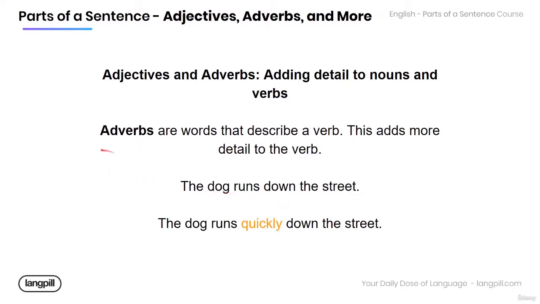The other one was adverbs, and these describe a verb. Okay, so you have adjectives for nouns and adverbs for verbs. So we have our basic sentence, the dog runs down the street, and we change this by adding an adverb here. The dog runs quickly down the street. Now we have this adverb here, quickly, and it's telling us how the dog is running. Okay, so now I know the dog is running fast.